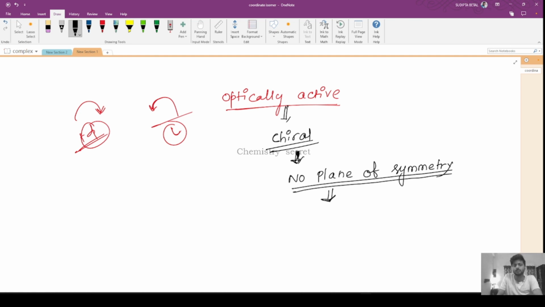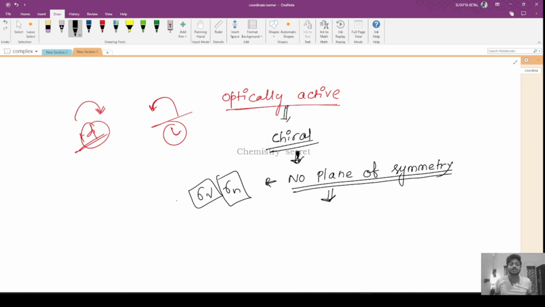Okay. So, to be optically active, the compound must be chiral, and there is no plane of symmetry. If you read group theory, then you can tell sigma H, sigma V, what is the plane of symmetry, an example of plane of symmetry. Plane of symmetry means the plane which cuts the compound into two halves.